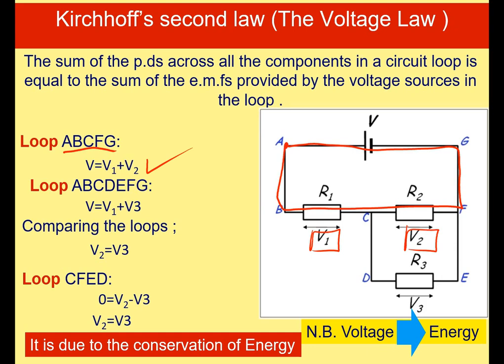And the second loop is A, B, C, D, and then E, F, G. So simply this loop.